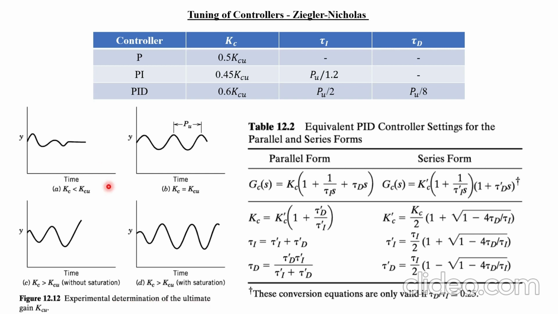For Kc less than Kcu, the closed loop response is usually overdamped. For the ideal case, which is Kc equal to Kcu, continuous cycling occurs. For Kc more than Kcu without saturation, the closed loop system is unstable and will theoretically have an unbounded response. But with saturation, it prevents the response from becoming unbounded and produces continuous cycling. Thank you.